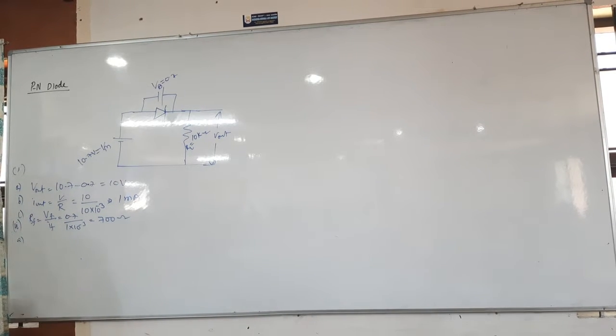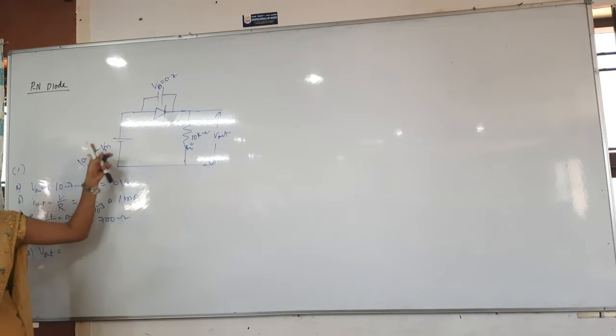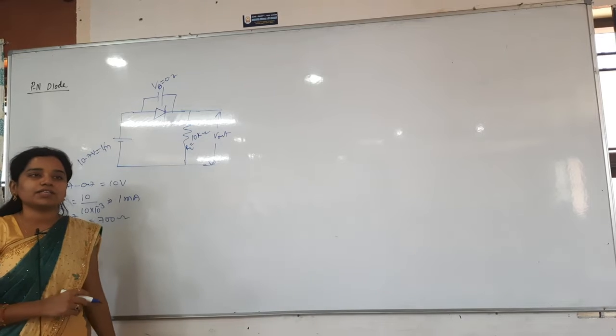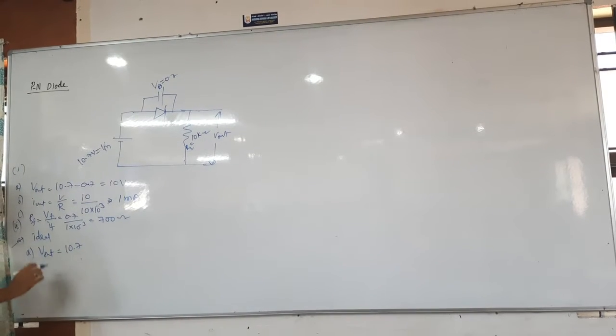Next, the second question: the diode is ideal. Whenever the diode is ideal, what is the voltage through the diode? It will not take anything, it will just pass the current. So in that first question, what I asked? Output voltage. Vout is how much? Tell me now. See, 10.7 is the input voltage. The diode is not taking any voltage, so the answer you will get here is 10.7 only. Whatever input I have given, that will be the output.